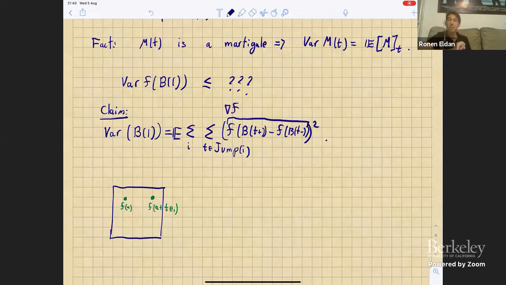And now this is a continuous gradient. It's not a discrete gradient. It's the gradient of f at b_t, or maybe instead of dot, let me just say, it's the ith derivative of f at b_t times the distance, which is 2 times t, right? And this is what we're going to square.